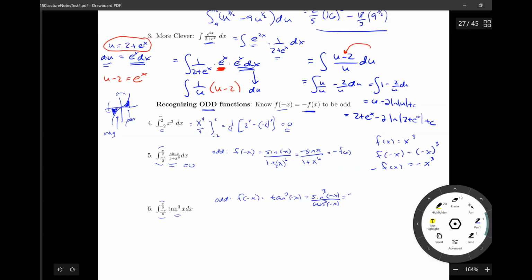All right, so you know that this is negative sine of x that's being cubed, and this is cosine of x that's being cubed. And so this is negative sine cubed over cosine cubed. So this is negative tangent cubed of x. So this is an odd function. So this is 0.